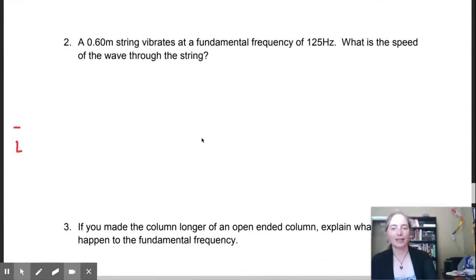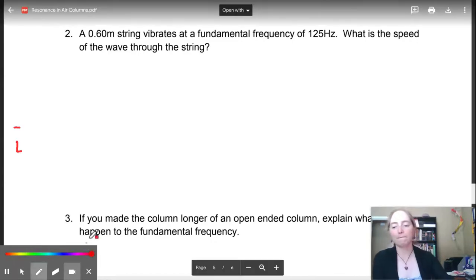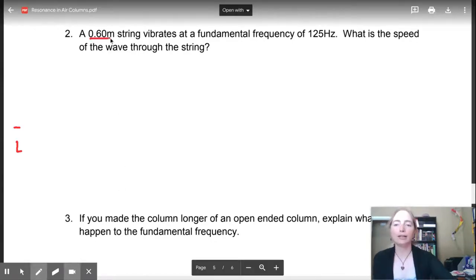All right, so for this one, this would be your stringed instrument, say your guitar, your violin. And for this one, we have a 0.6 meter string that vibrates. Now, with a stringed instrument, like a guitar, in order to get a standing wave, it has to be fixed at both ends. So let's write that down. Fixed at both ends.